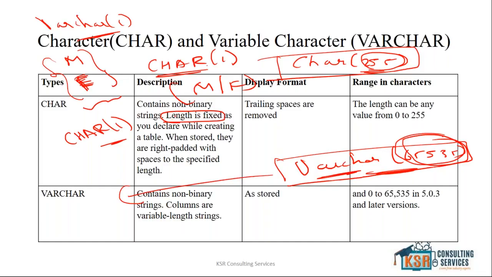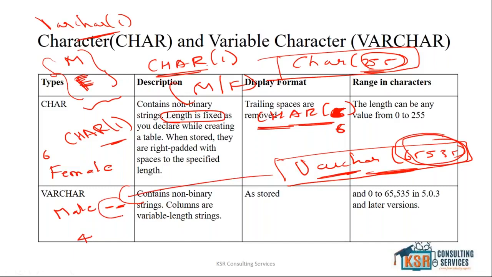Suppose I give char of 6, so it can hold female. Now if I give male, it is just 4 characters. What happens in the next 2 characters? They will be filled with spaces. The char will utilize all the 6 characters, and it is going to waste this memory.